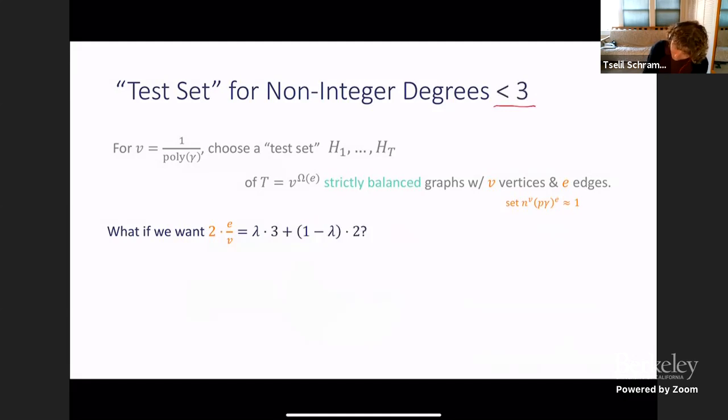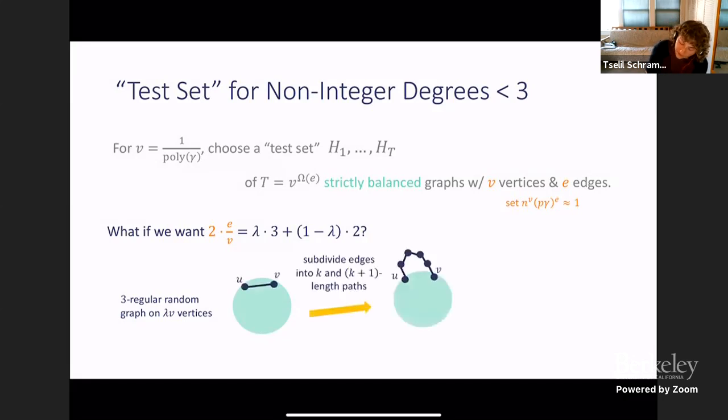So okay, what if we want this? What we're going to do in this case is something else. We'll start with a 3 regular random graph on lambda v vertices. Then we take each edge and subdivide it into a k or a k plus 1 length path randomly. By choosing k appropriately, we'll get this to be the typical average degree. We have to choose the correct combination of k and k plus 1.